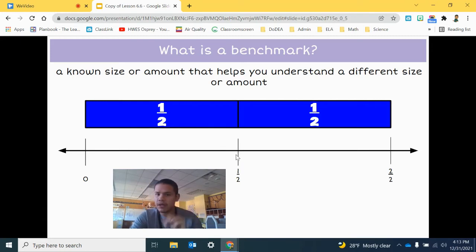Now, there are two other types of benchmark fractions, 0, okay, and also 1. So anytime that the numerator, this 2 on top, matches the denominator, the 2 on bottom, that is 1. So those are our three benchmark fractions. But we're really going to be using 1/2 to help us out today.